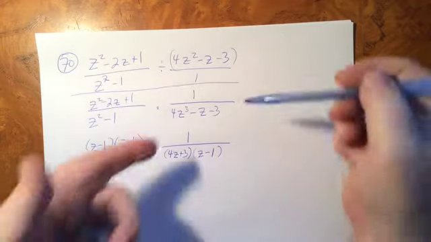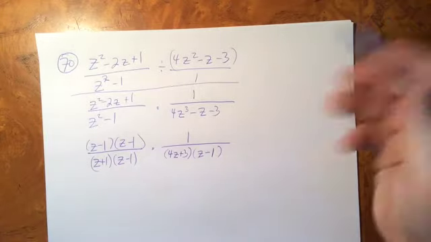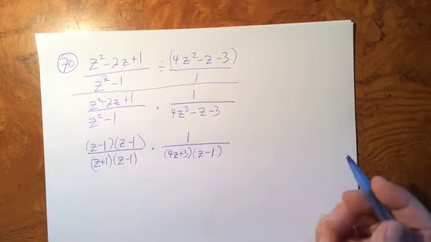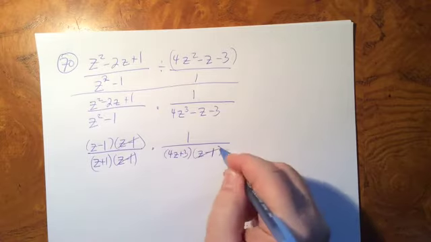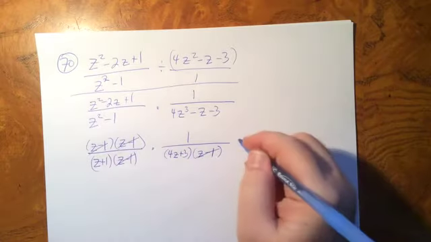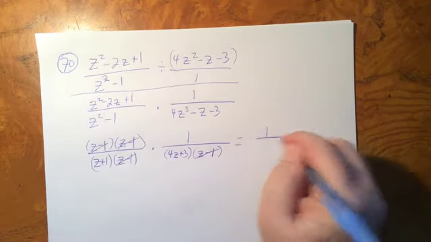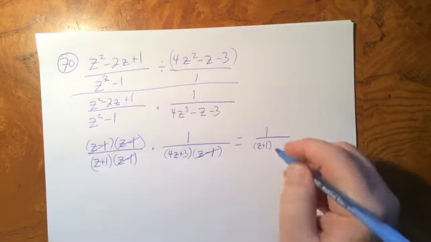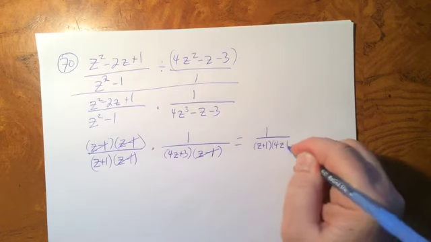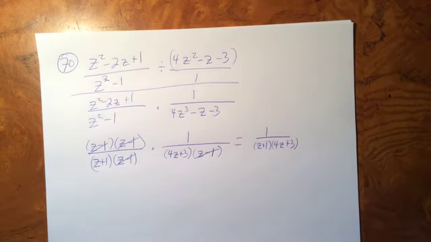The long story short is you have to write the factors out. Once we do that, we see what factors are in common. We have z minus 1 here, z minus 1 here, and on the top all we have is 1. And at the bottom we have z plus 1 over 4z plus 3. This is the last question we're going to go over in this section.